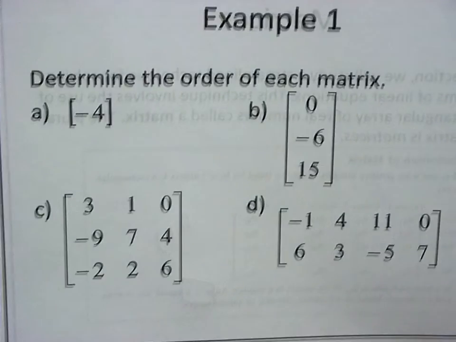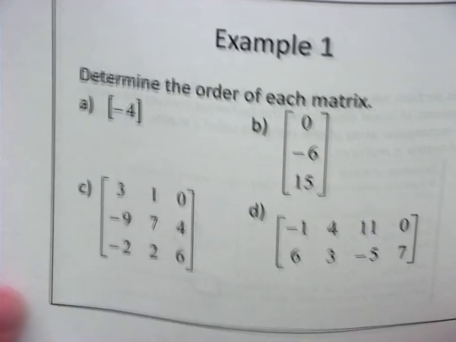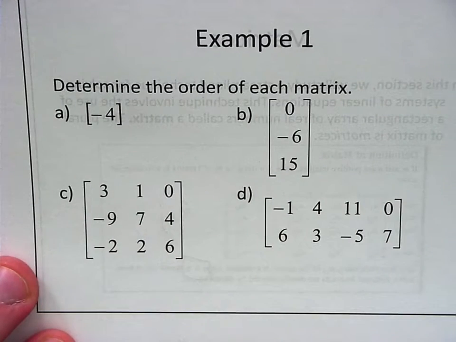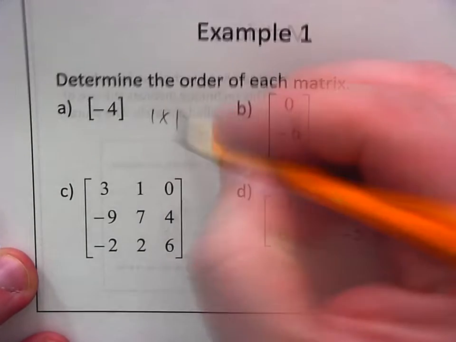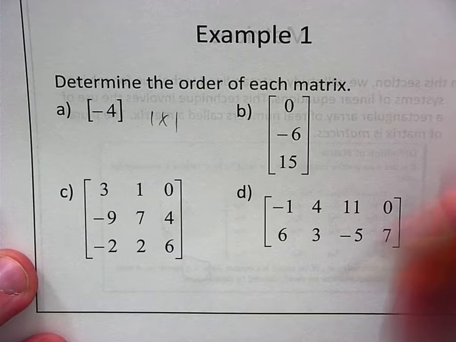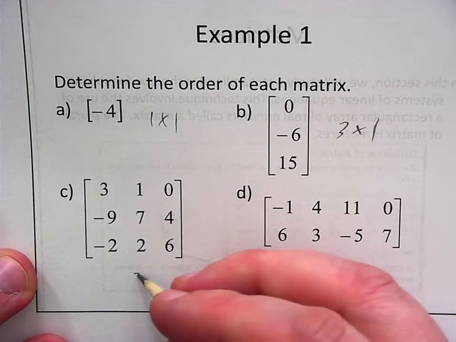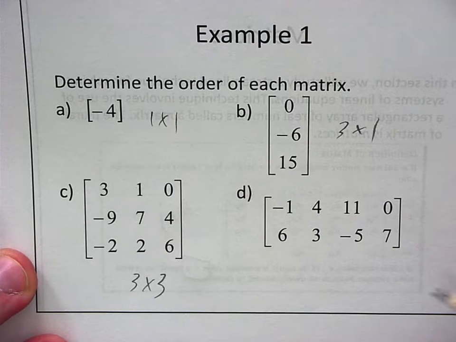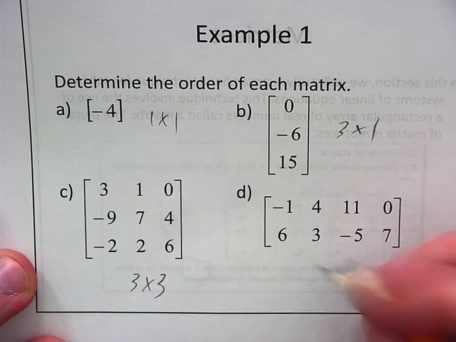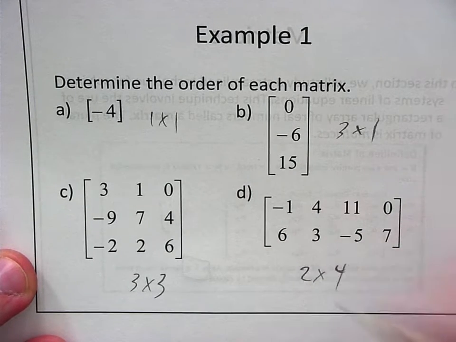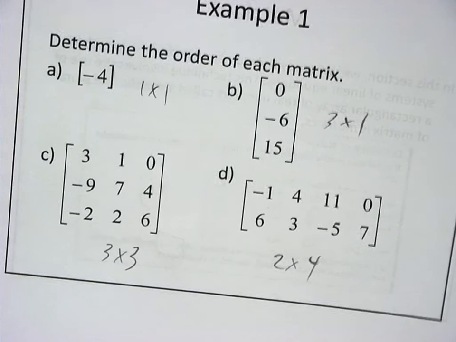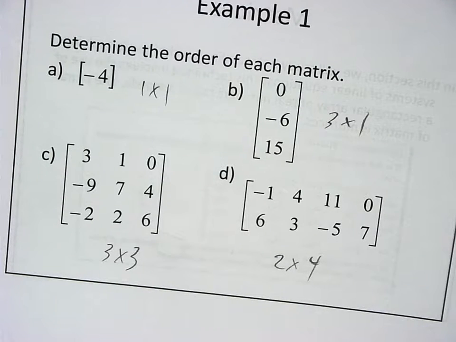Now, looking at these matrices, what's the order of the first matrix there? In other words, what are its dimensions? 1 by 1. So you just write it like that. For B? 3 by 1. For C? 3 by 3. For D? 2 by 4.